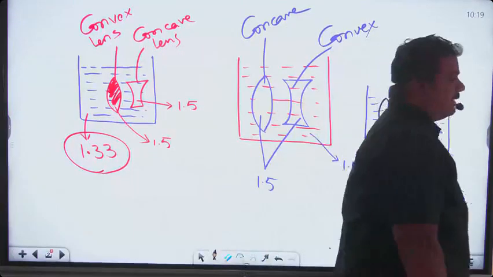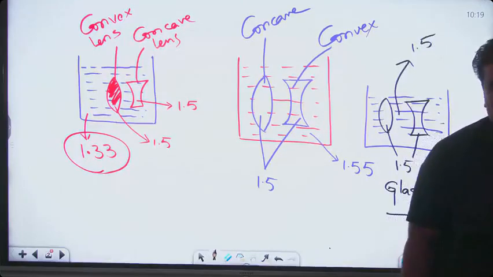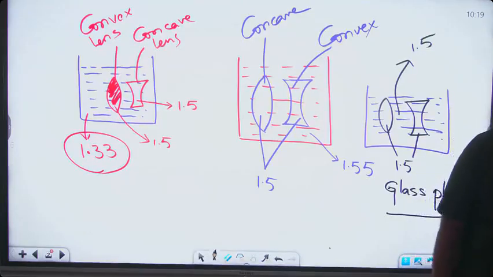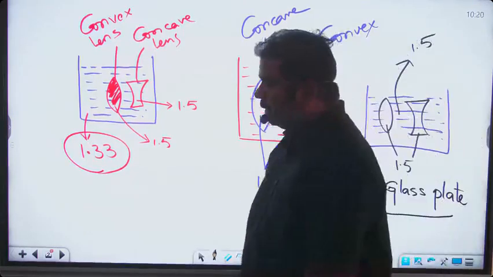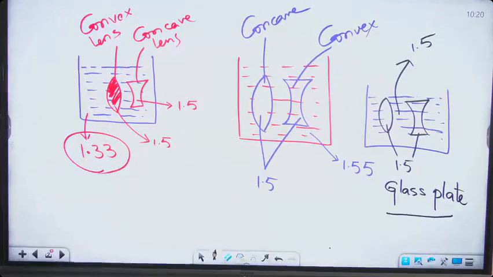When a convex lens. Please write a bit faster, ma'am. When a convex lens or concave lens, when a convex or concave lens.